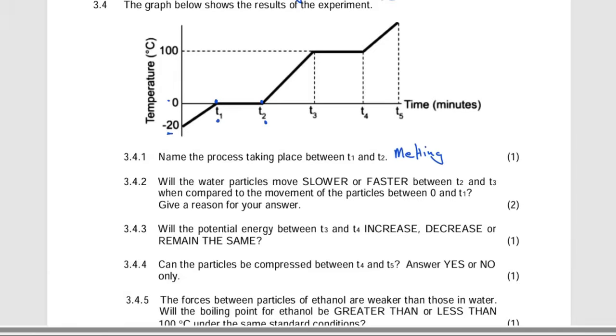Then 3.4.2 reads, will the water particles move slower or faster between T2 and T3, when compared to the movement of particles between 0 and T1? So we're comparing this part between the start and T1 versus this other part. So now in terms of our answer, they're asking, will the particles move slower or faster? The answer there is going to be faster.